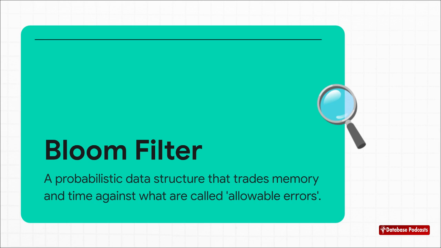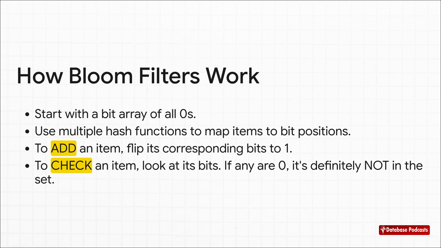Answer that question, is this in the set, using a ridiculously tiny amount of memory, with the small catch that it might be wrong once in a while. So how does it work? Okay, picture a really long row of light switches, and they're all turned off.